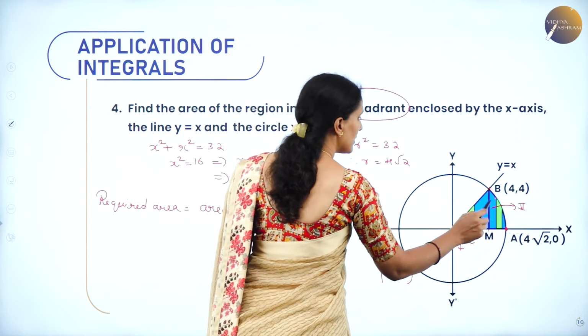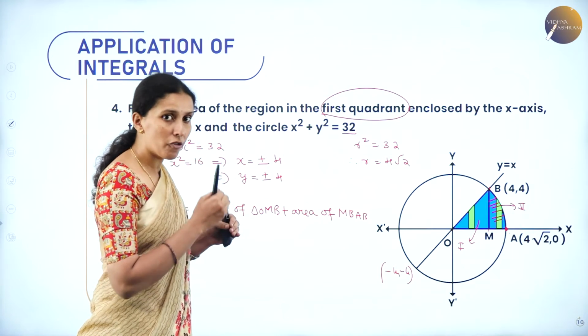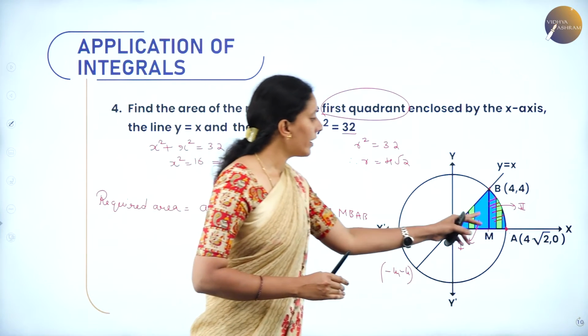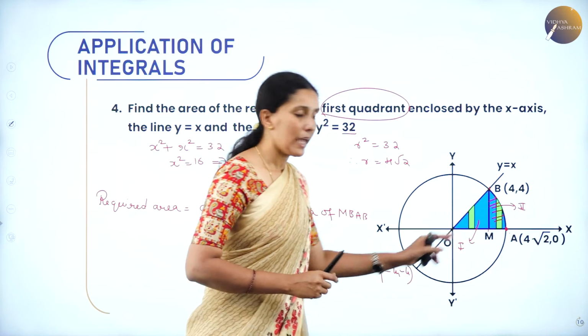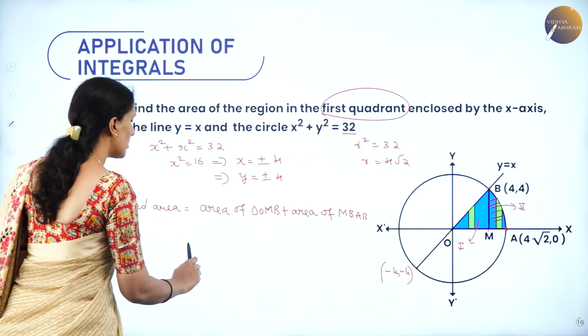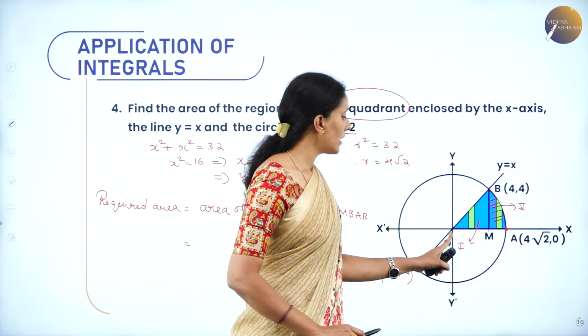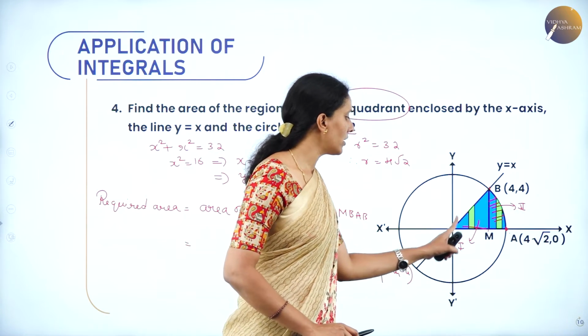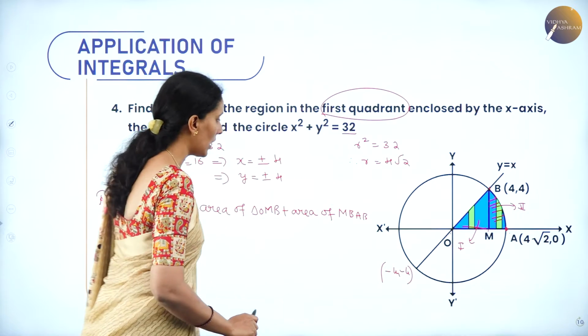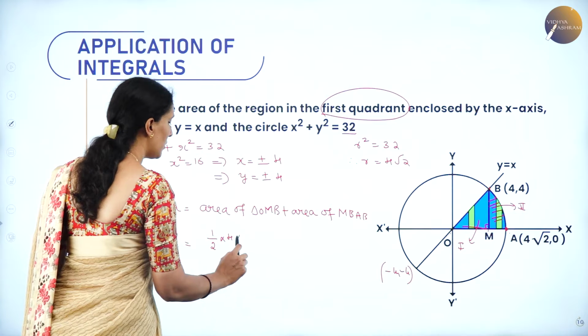MBAM. So this is the second region I am taking. That means the required area is the sum of the triangle as well as the region MBAM. Now we can apply the limits. So here for the first triangle, the limits are from 0 to 4. So only this region is the part of the triangle, which can also be written as half into base into height.